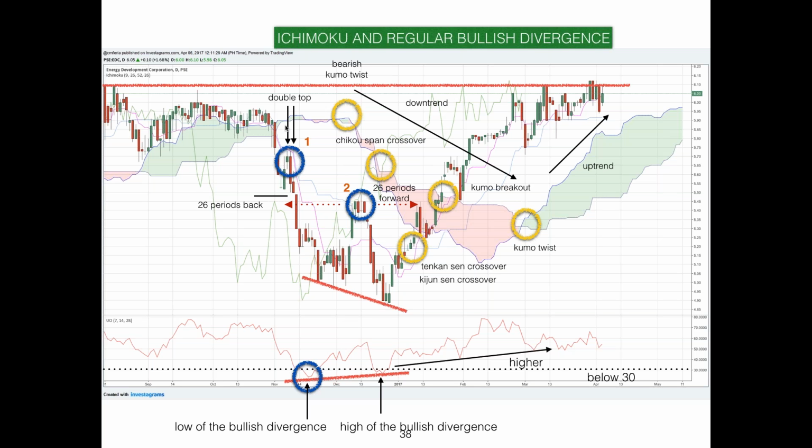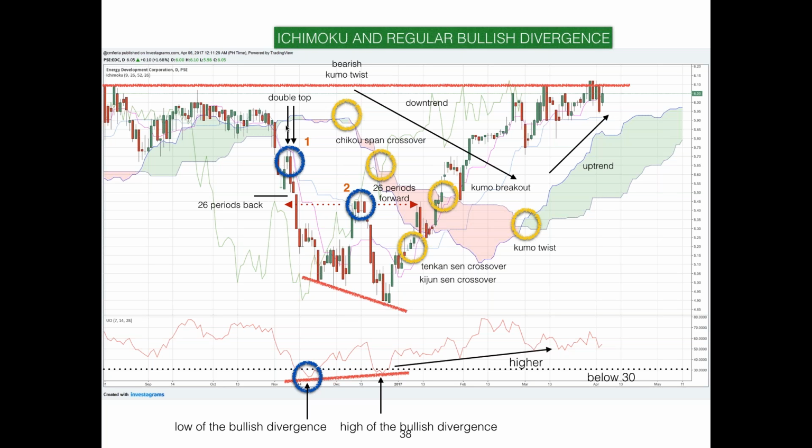So you see the relationship between the bullish divergence and the Kumo elements. This bullish divergence signals a possible trend change in the same way that a Kumo twist could also signal a possible trend change. But working together, we see a higher conviction of this happening. So it's all about increasing the probabilities of a reversal happening.